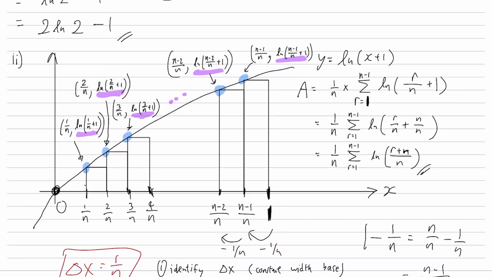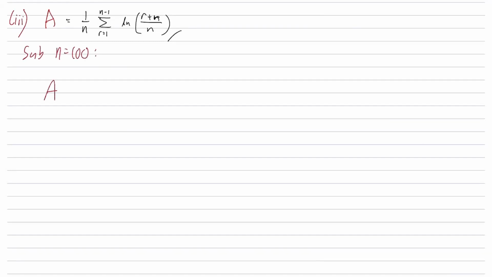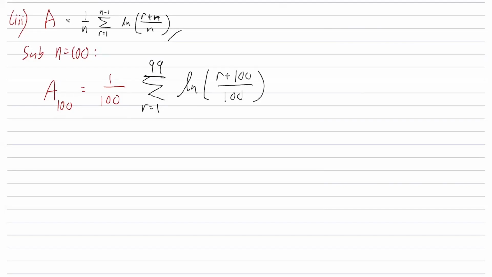So let's just do part 3 at the bottom. This is A. They say n equals 100, so I just follow the instruction. So A, I'll call it A 100, will be 1 over 100 times the summation r equals 1 to 100 minus 1 is 99, ln of (r plus 100 over 100). You can use a GC for this.